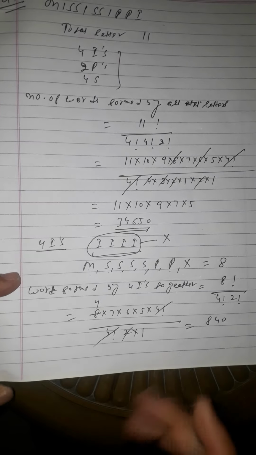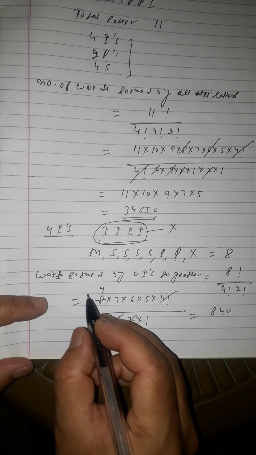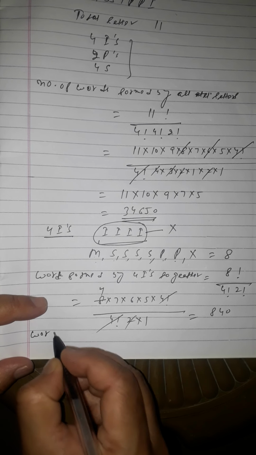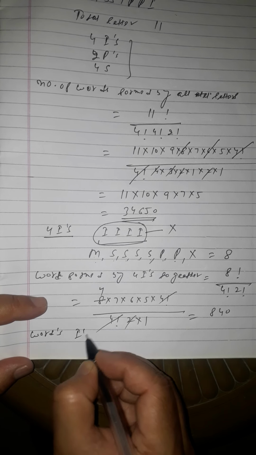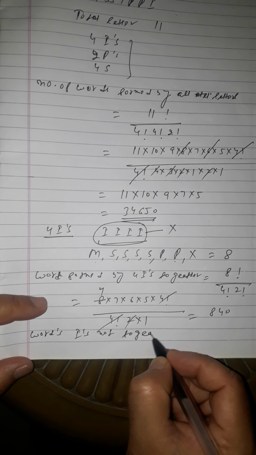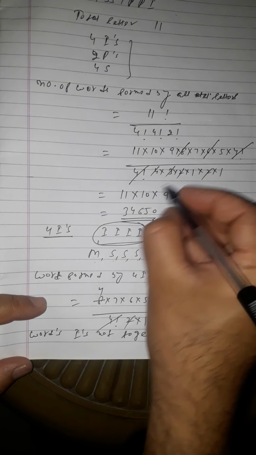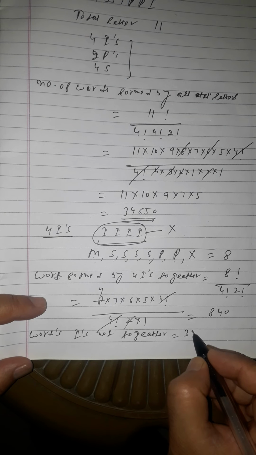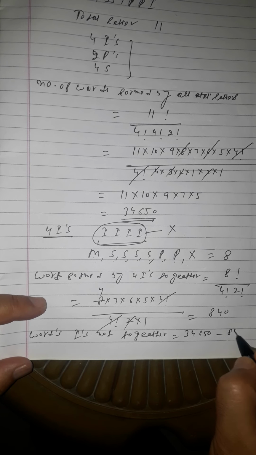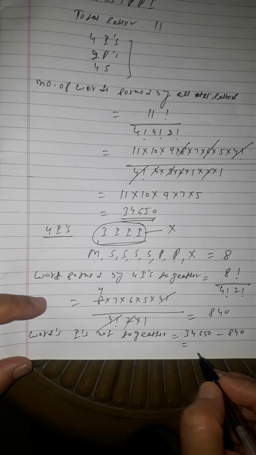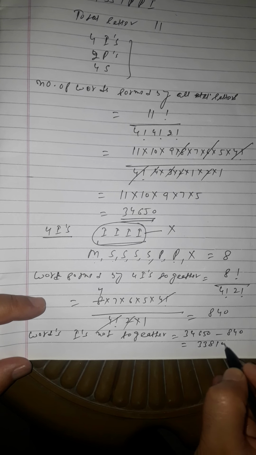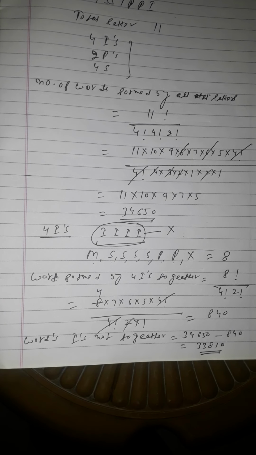Now if we need to find how many words are formed in which the I's do not come together, what will you do, students? You have the total number of the words given. 34650 minus 840 we will do, and it will come as equal to 33810, and that will be the answer of the question.